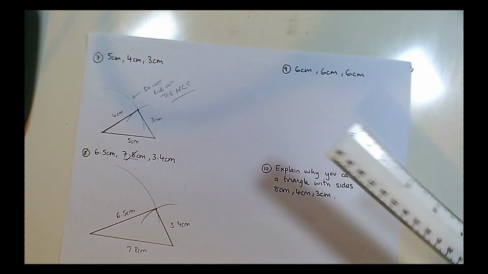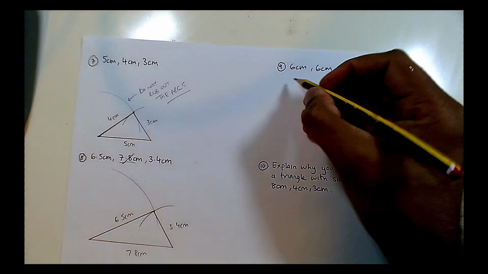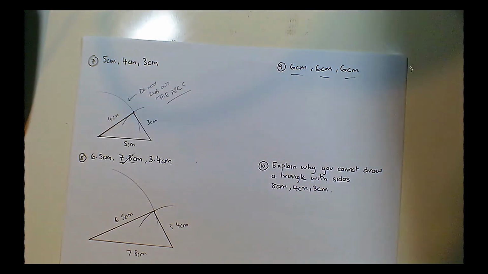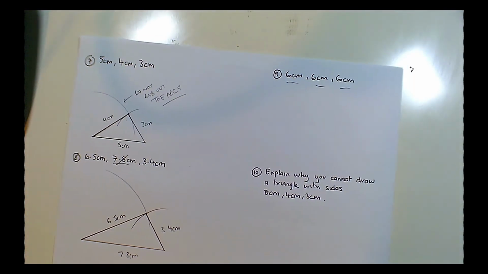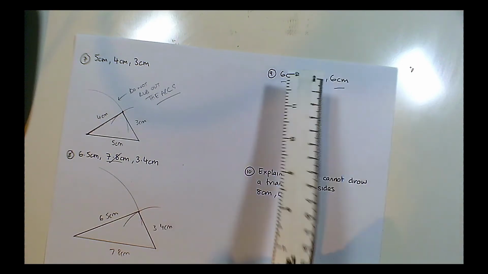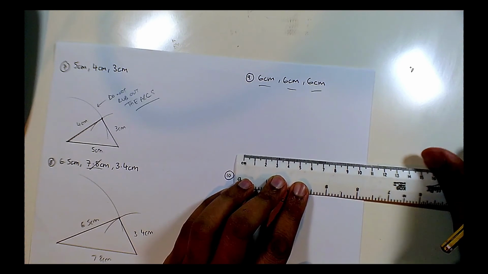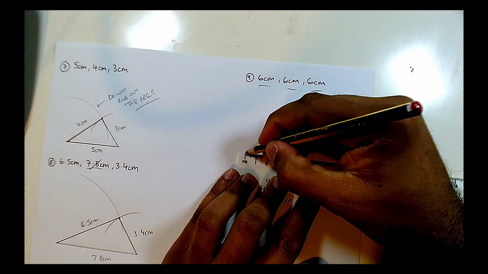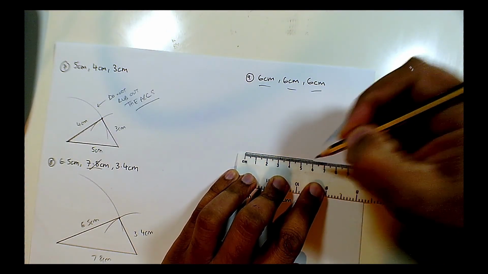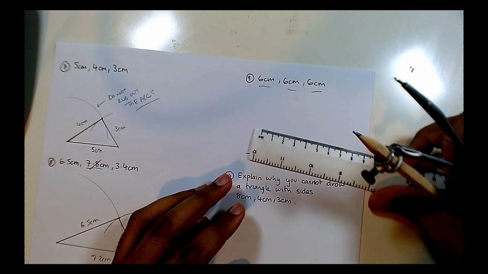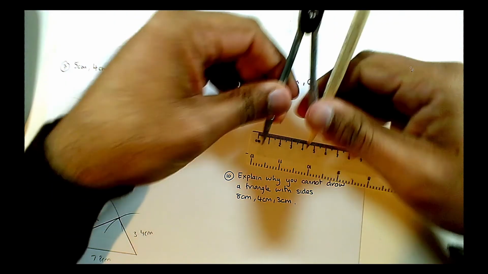Now with question 6, the first thing I should notice is that all the sides are the same. So this is going to be an equilateral triangle. So in terms of height, again, 6cm. So I'm going to draw that here. Again, trying to be as accurate as possible. The good thing with this particular question is the fact that I only need to set my compass once. Now again, I don't really need to use a ruler.